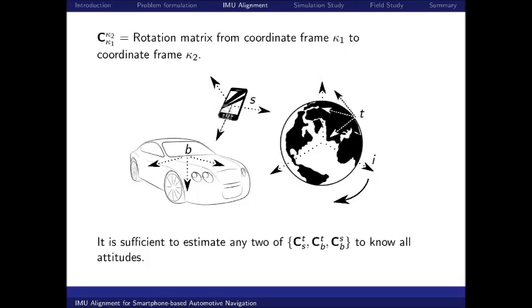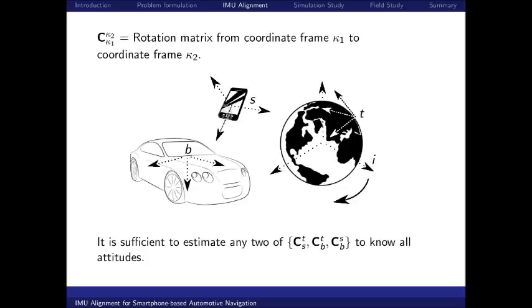To give you a feeling for what this really means, let us study the following figure. What I have already showed you is how to estimate the attitude of the smartphone. This is equivalent to estimating the relation between the coordinate frame of the smartphone, S, and some reference frame, say T, a tangent plane frame. What we are actually interested in is the vehicle's attitude. That is the relation between B, the vehicle's body frame, and T.